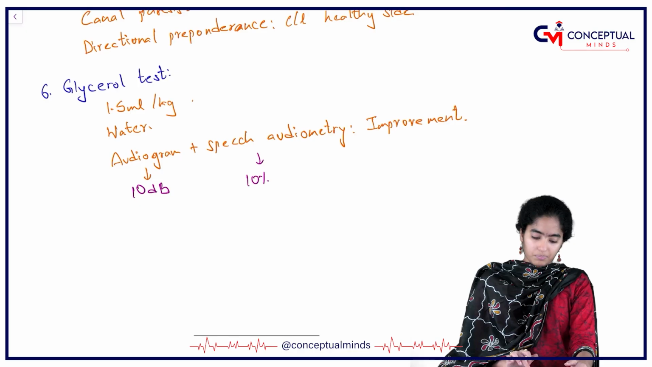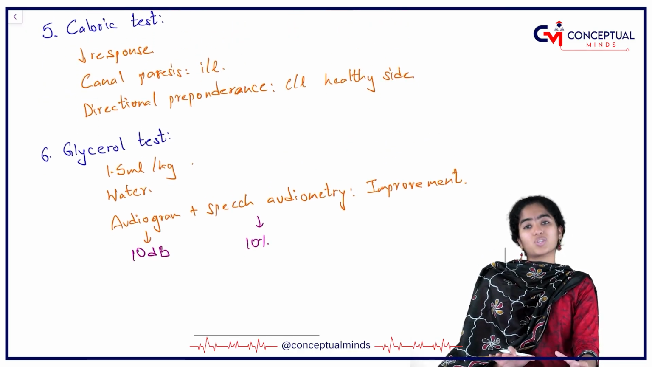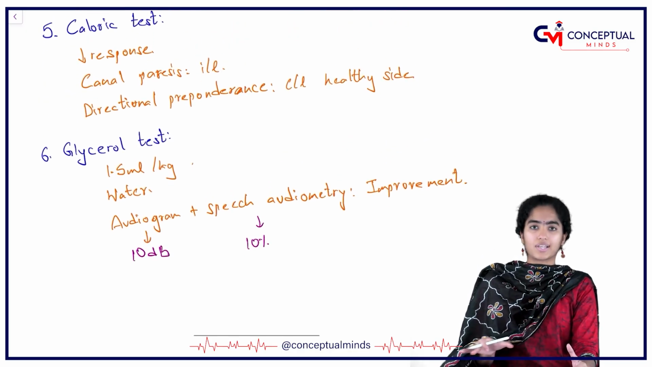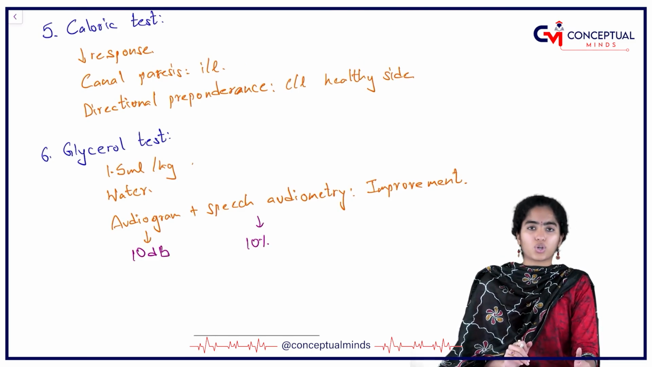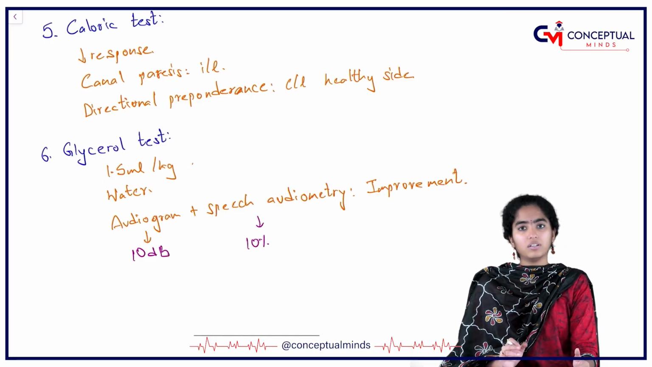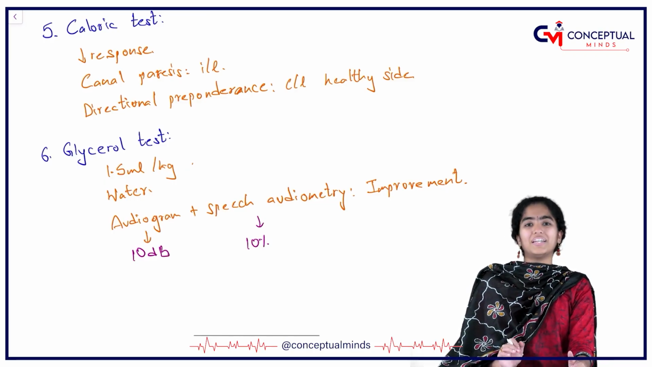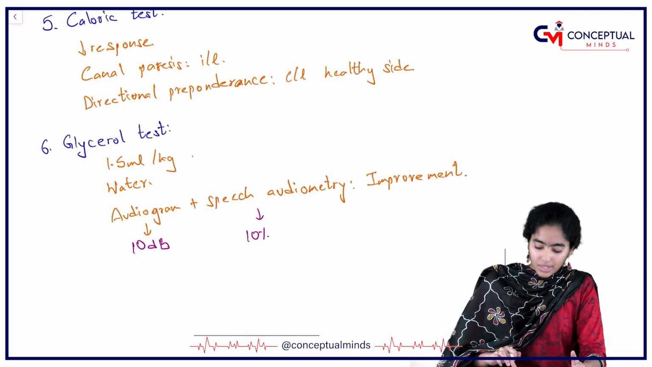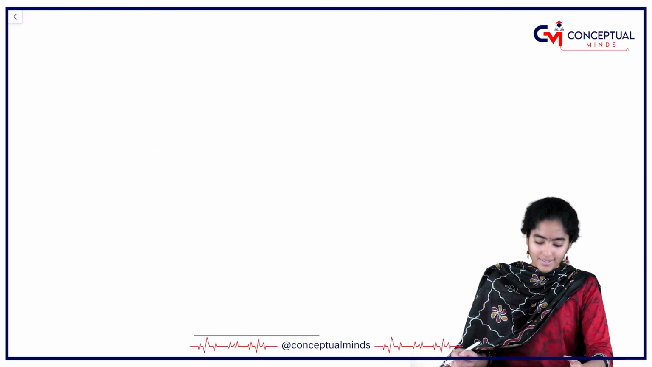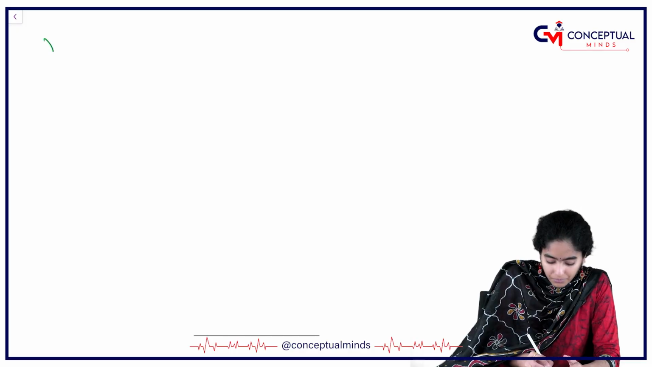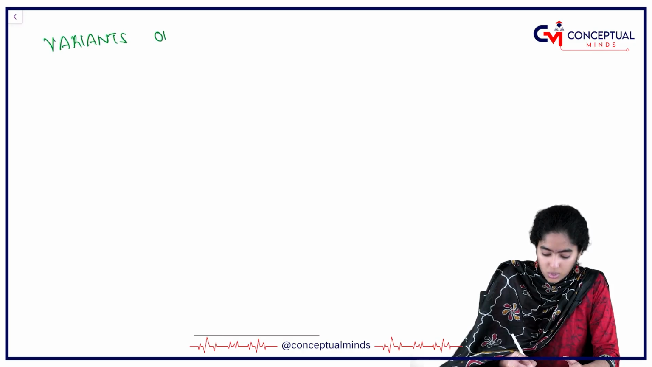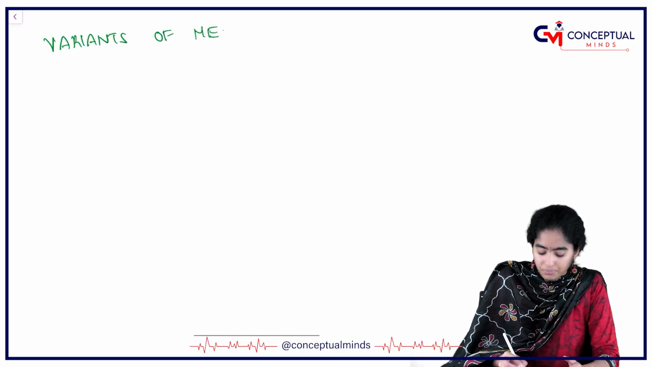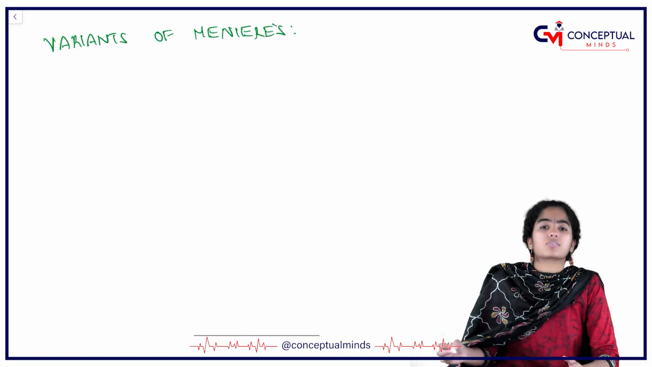But electrocochleography is still the most specific and sensitive test to diagnose Meniere's disease. It's combined with the glycerol test, and these two tests together usually give us a diagnosis of Meniere's disease. Now there are a few variants of Meniere's disease that you need to understand. They're very similar to Meniere's disease, but also there are some differences. So they are studied as variants of Meniere's.